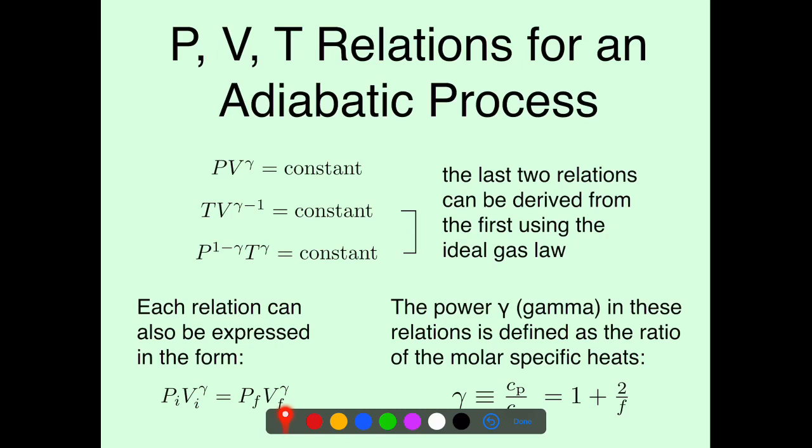So this says that temperature times volume to the gamma minus 1 is constant during an adiabatic process. And the last one says that pressure to the 1 minus gamma times temperature to the gamma is constant during an adiabatic process. Depending on the variables you're given, you might choose any one of these 3 to solve the problem. Now, the power gamma, as we showed, is defined to be Cp divided by Cv, but we can also write that as 1 plus 2 divided by F. It's a lot of information, but these are equations that we'll use for adiabatic processes.